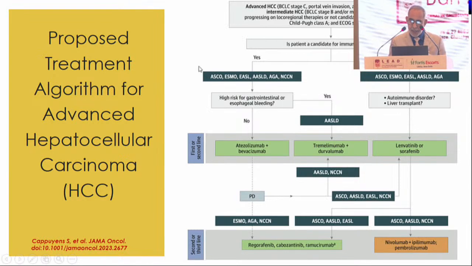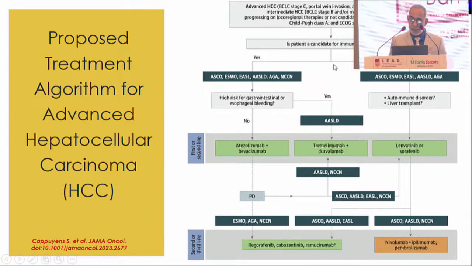In them, all these guidelines suggest that you should assess the risk for esophageal bleeding, and if it is high, at least the AASLD suggests that tremelimumab-durvalumab should be preferred over Atezo-Bev, while if there is no increased risk of esophageal bleeding, then Atezo-Bev would be the drug of choice. In case on Atezo-Bev there is progressive disease, then one can either try tremelimumab, durvalumab, but more often, according to most of these trials, you would fall back on the second-line drugs, that is these TKIs, regorafenib, cabozantinib, or ramucirumab. All these studies have mentioned.